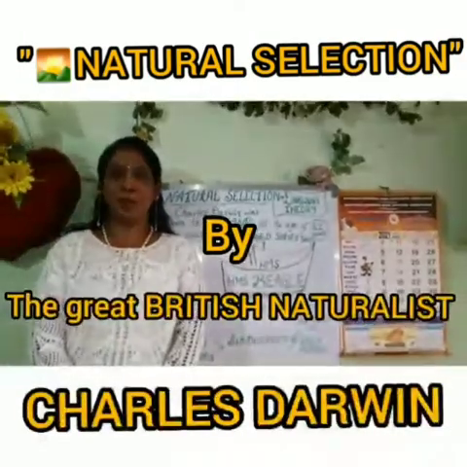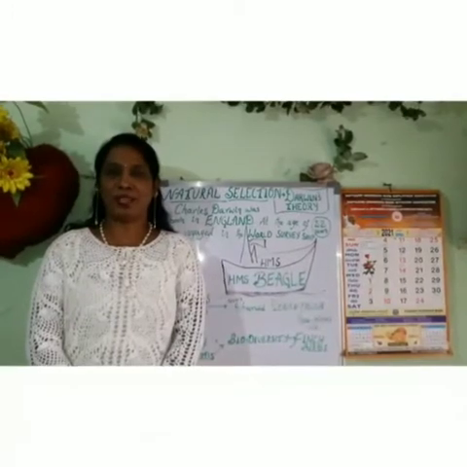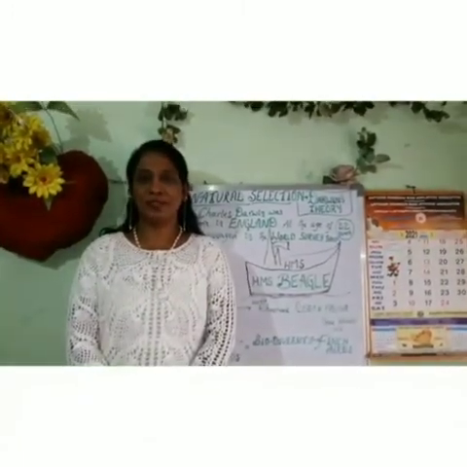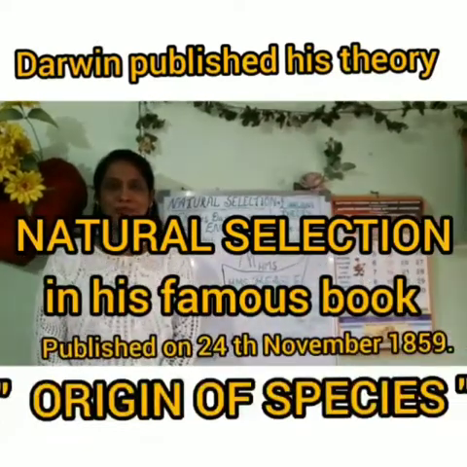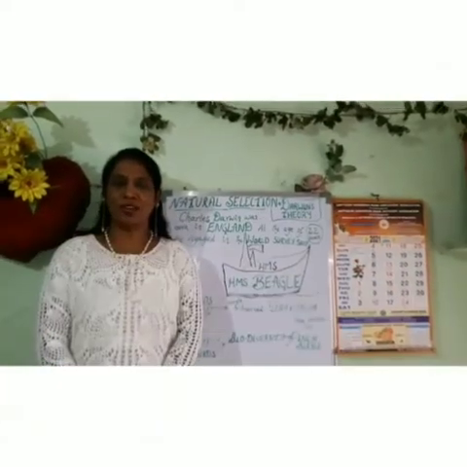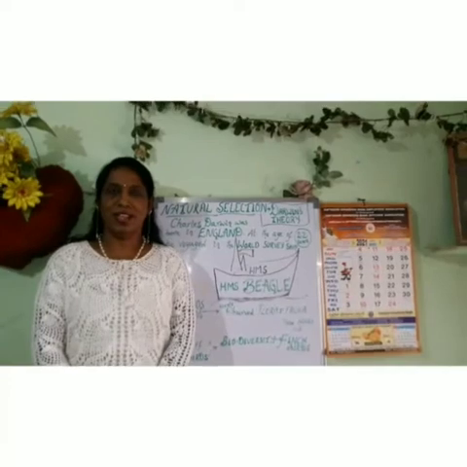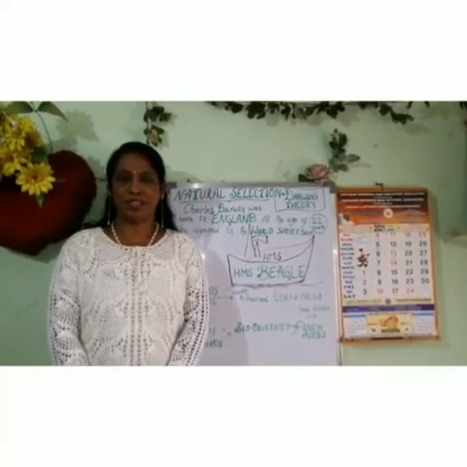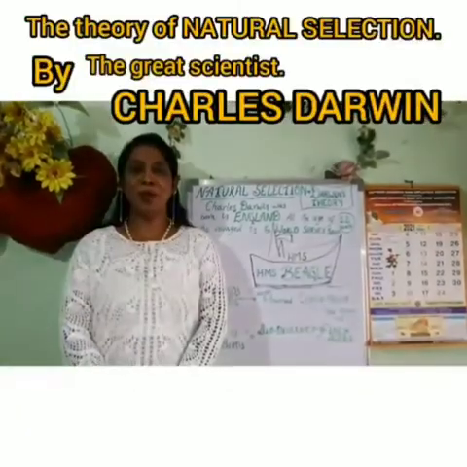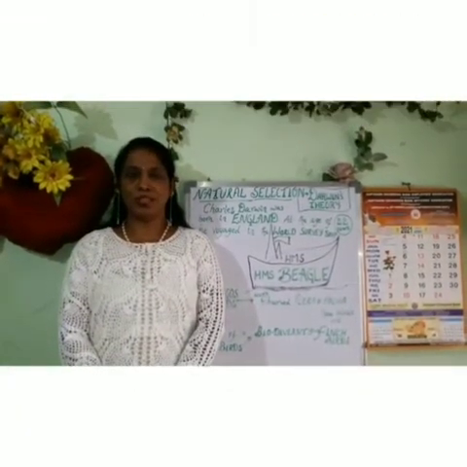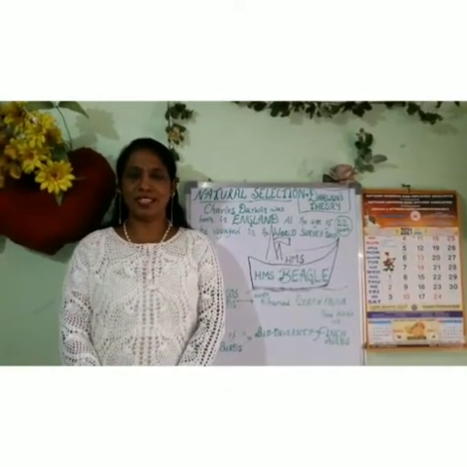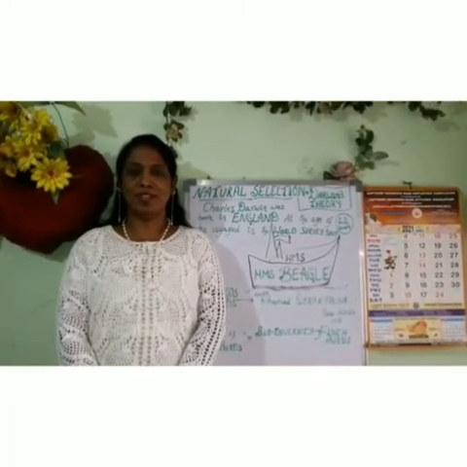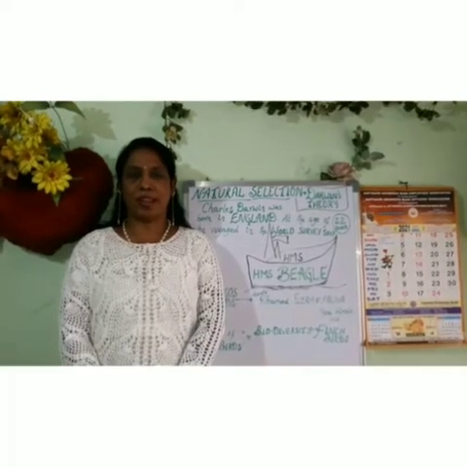Charles Darwin proposed his famous theory of natural selection in the year 1859. He published it in his famous book called Origin of Species. Natural selection means that nature itself selects or decides which organisms survive or perish.